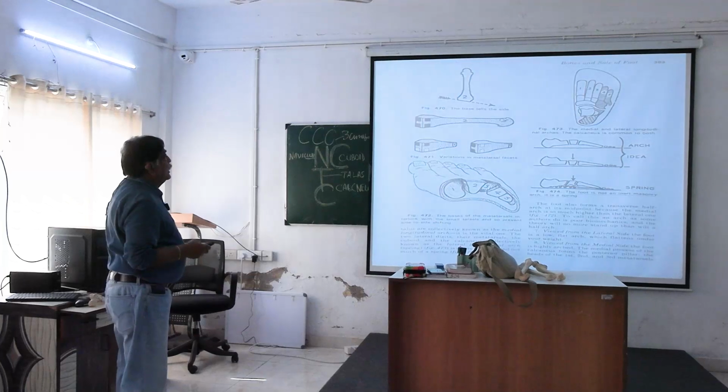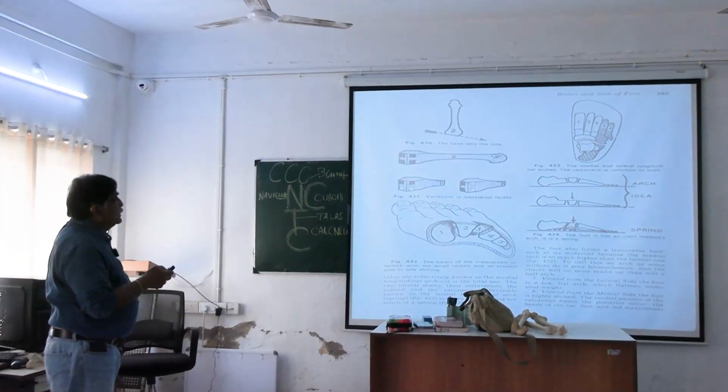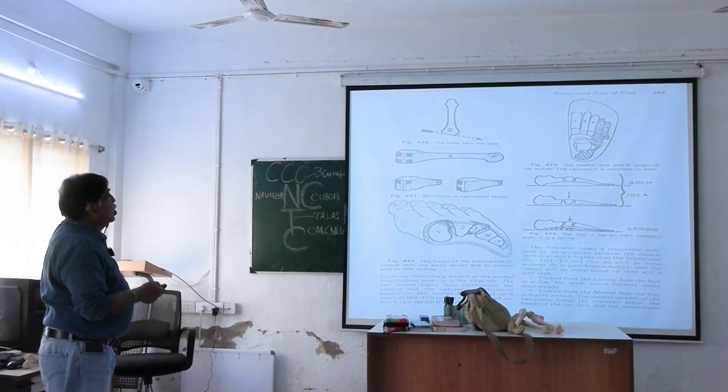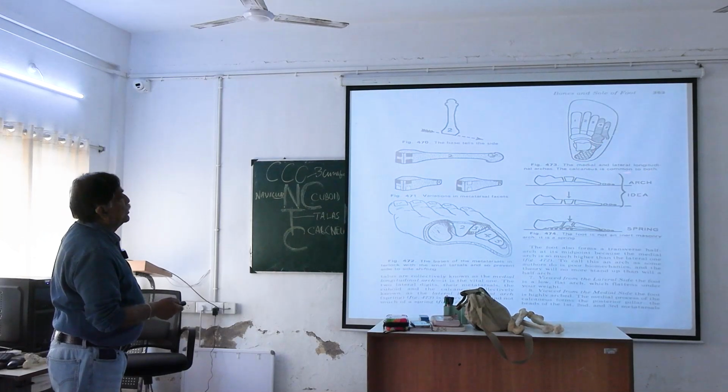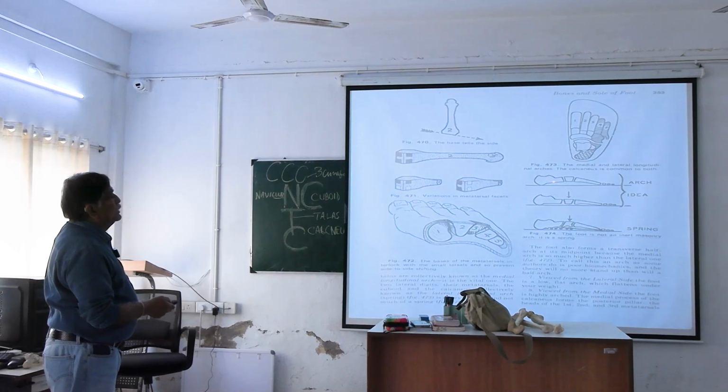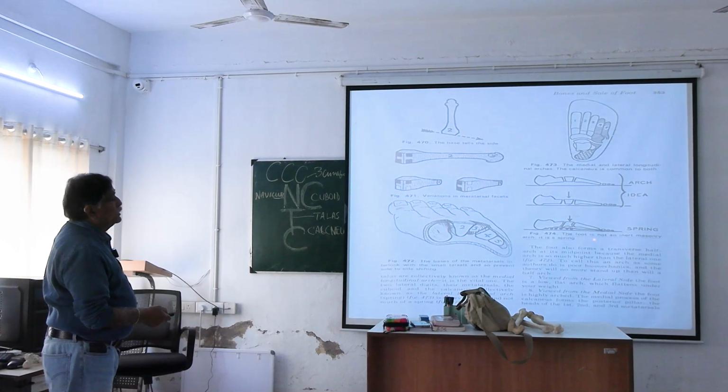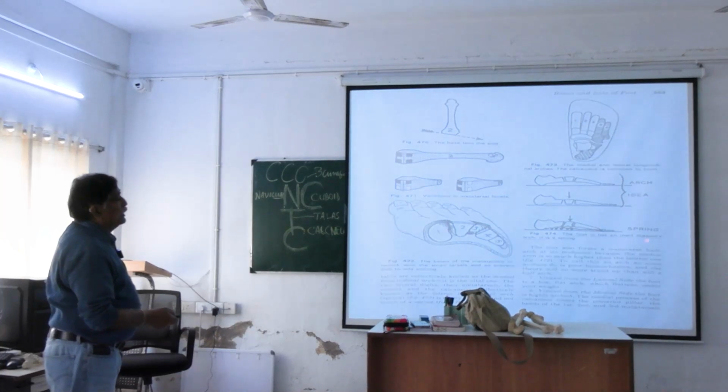Now again, the base tells the side. This is the first metatarsal, second, third and fourth metatarsal. The medial and lateral longitudinal arches, the calcaneus is common to both. The calcaneum is common to both. This is the arch, and the idea is that it is flattened. The foot is not like a masonry arch.